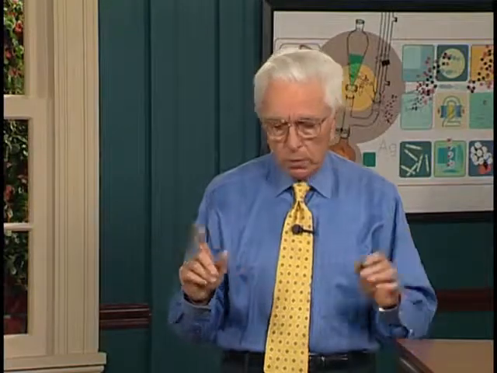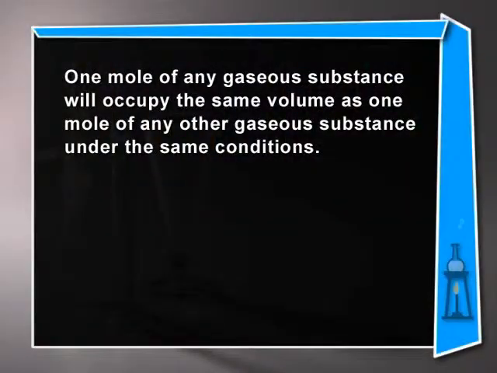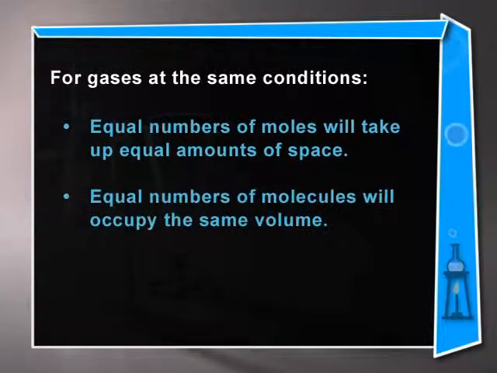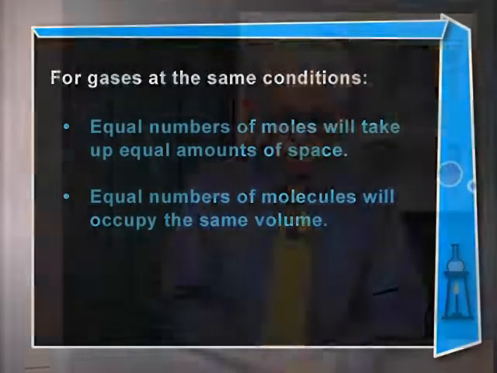All the substances you saw on the table were solids or liquids. But for gaseous substances, something very interesting and surprising is true. 1 mole of any gaseous substance will occupy the same volume as 1 mole of any other gaseous substance under the same conditions. In other words, equal numbers of moles will take up equal amounts of space. Or put another way, equal numbers of molecules of different gases will occupy the same volume.